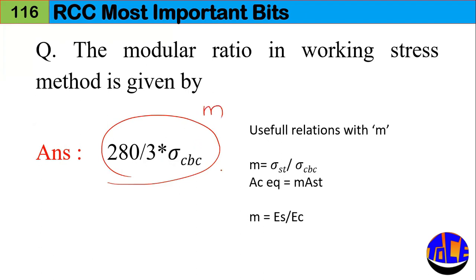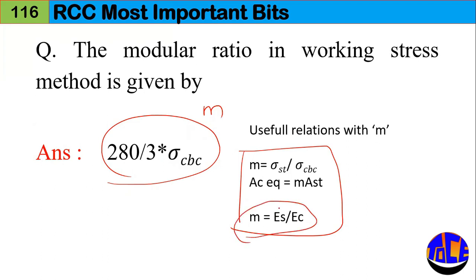There are other equations also for modular ratio. Usually you will be using this equation: modular ratio is equal to Young's modulus of steel divided by Young's modulus of concrete, Es by Ec. Another equation is that modular ratio is equal to stress in steel divided by stress in concrete in bending compression. The cbc means concrete in bending compression.